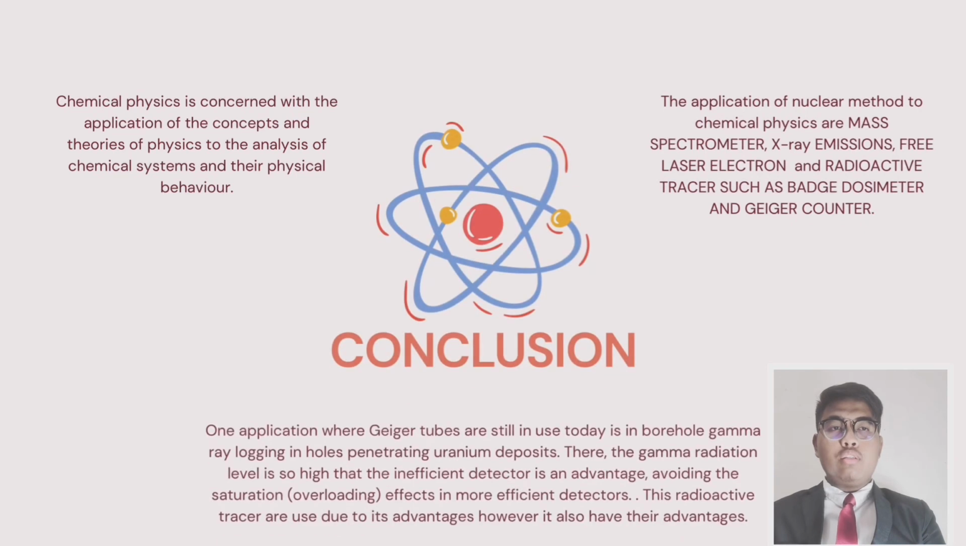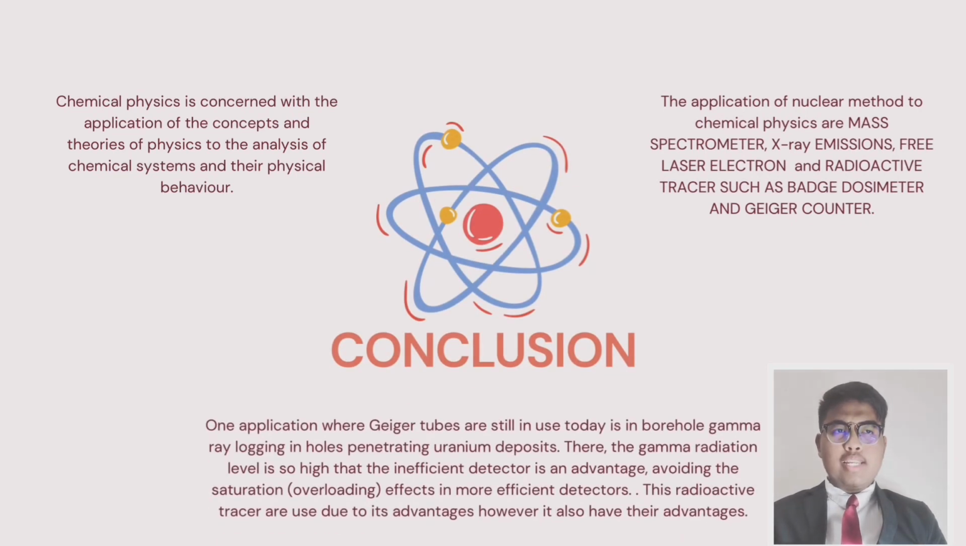One application where Geiger tubes are still in use today is in borehole gamma ray logging in holes penetrating uranium deposits. There, the gamma radiation level is so high that the inefficient detector is an advantage, avoiding the saturation overloading effects in more efficient detectors. These radioactive tracers are used due to their advantages. However, they also have their disadvantages.